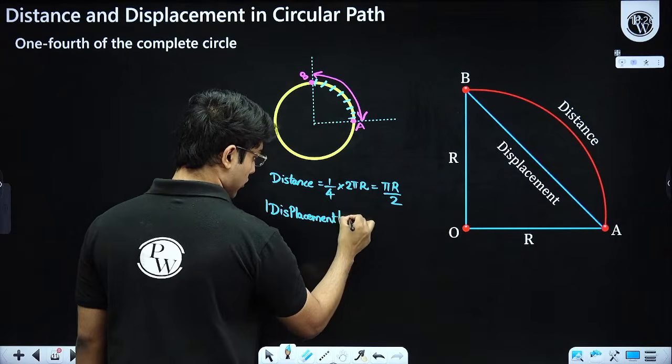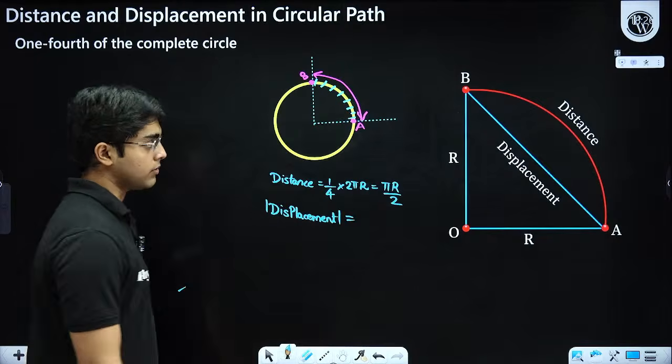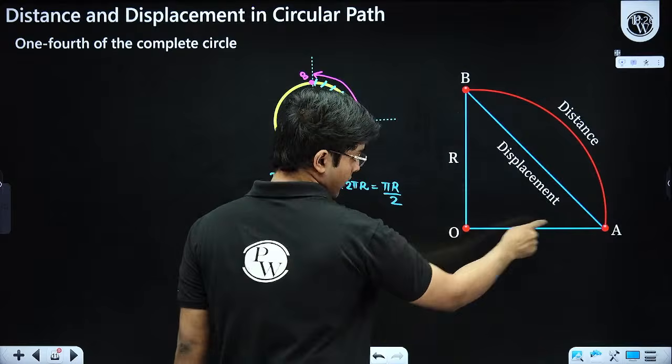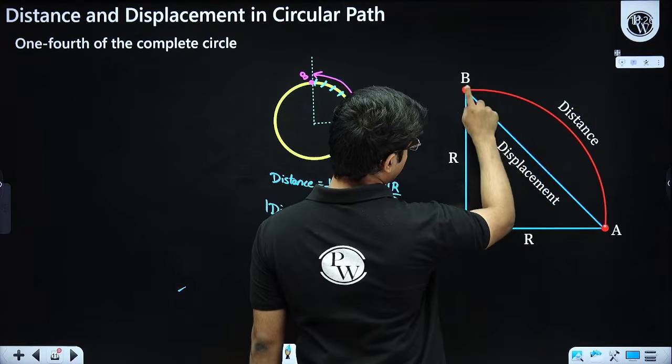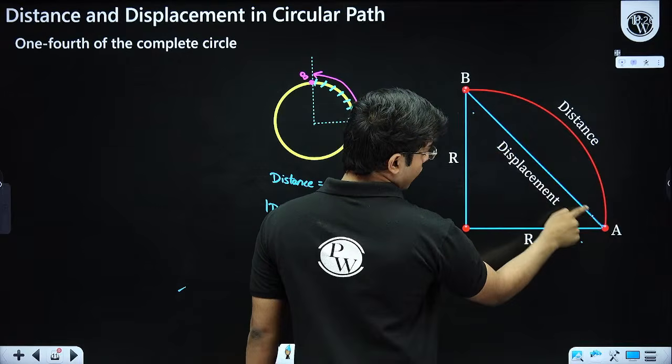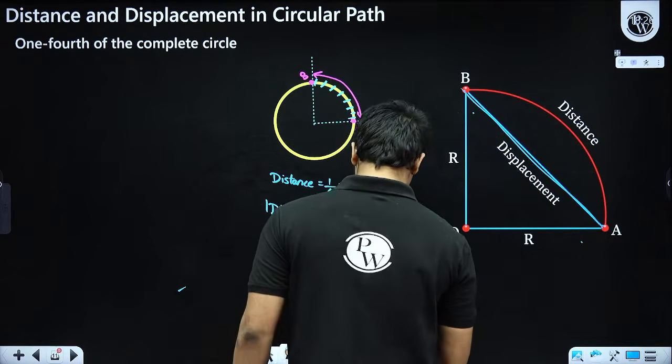So when you write displacement, just include this mod also. This means magnitude of displacement, right? So magnitude of displacement, what is the displacement? If we move from A to B, displacement is a straight line connecting A to B, right? This straight line is the displacement.